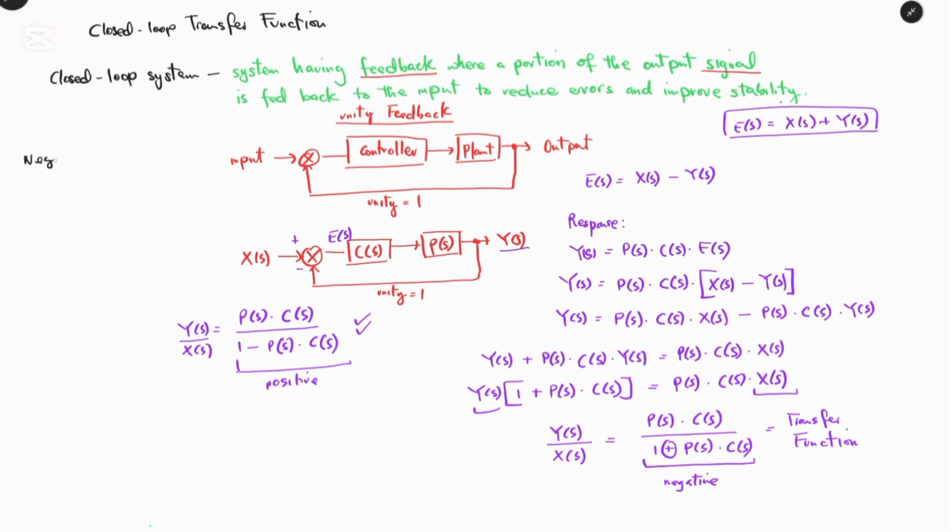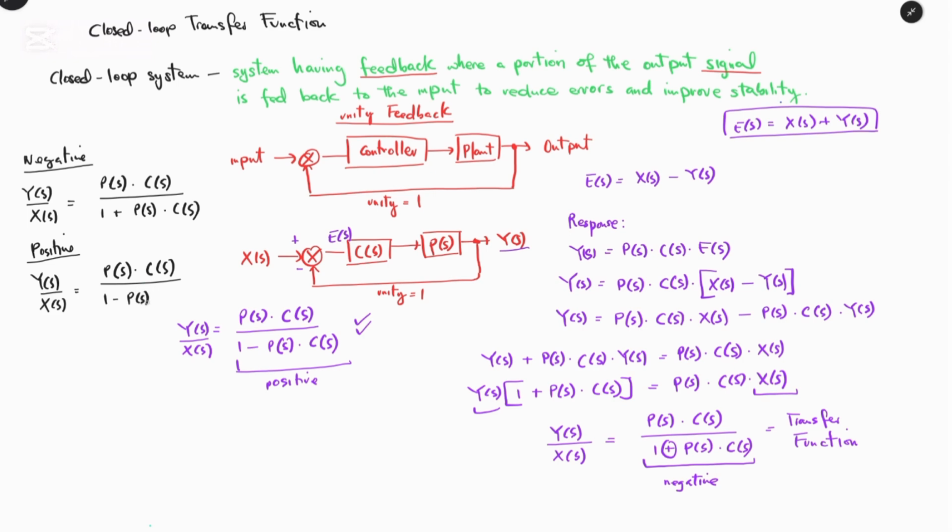But for summary, you can see that for a negative feedback control system, we have Y of S over X of S, which equals P of S dot C of S over 1 plus P of S dot C of S. And for the positive, we have Y of S over X of S, which equals P of S dot C of S over 1 minus P of S dot C of S. And this represents the unity feedback closed loop control system.